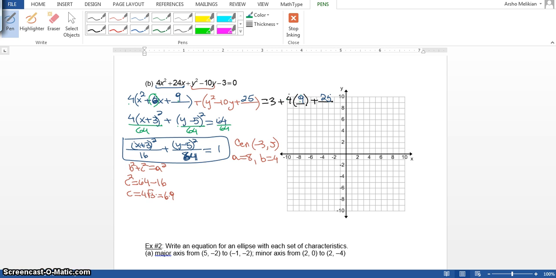Okay, so the vertex in this case, because this is a vertical one, right, is going to be along the same x value. We're going to change the y value. So the vertex is going to be h, comma, k plus or minus a. So it's going to be -3, comma, 5 plus or minus 8. That means that the vertex is -3, comma, 13, -3, comma, -3.